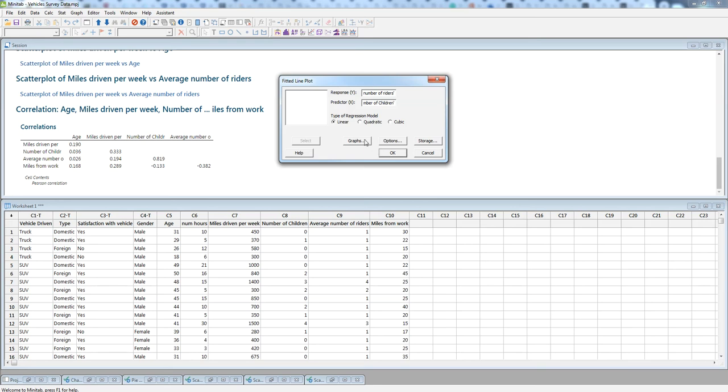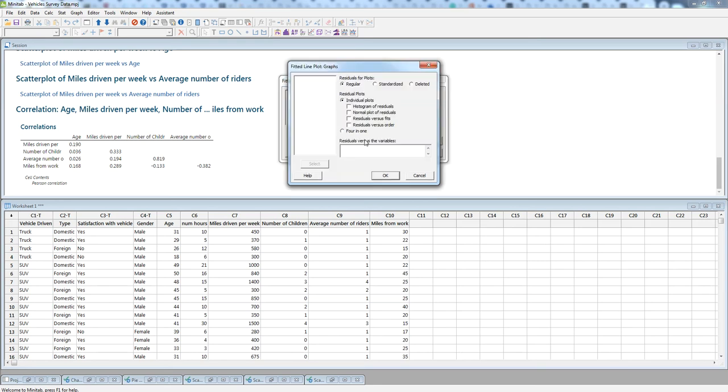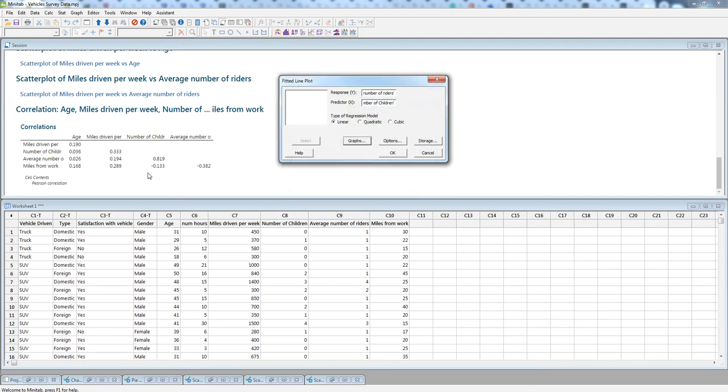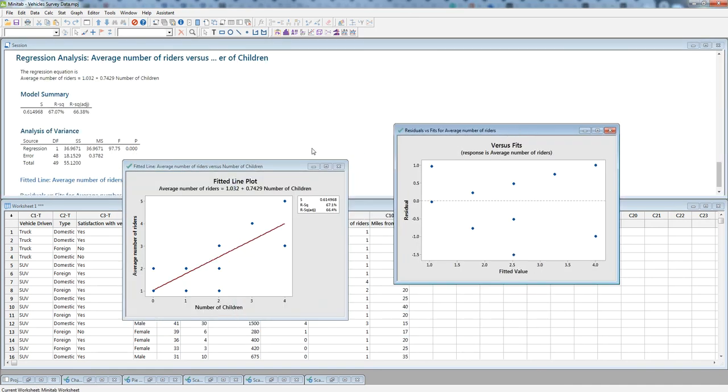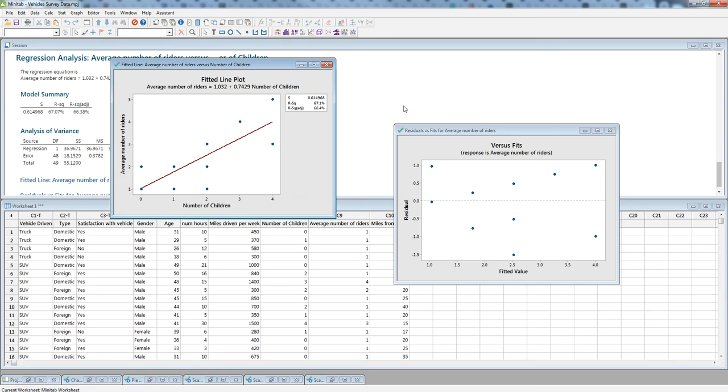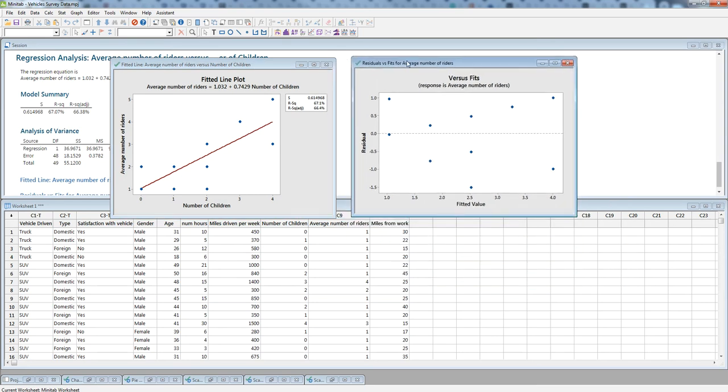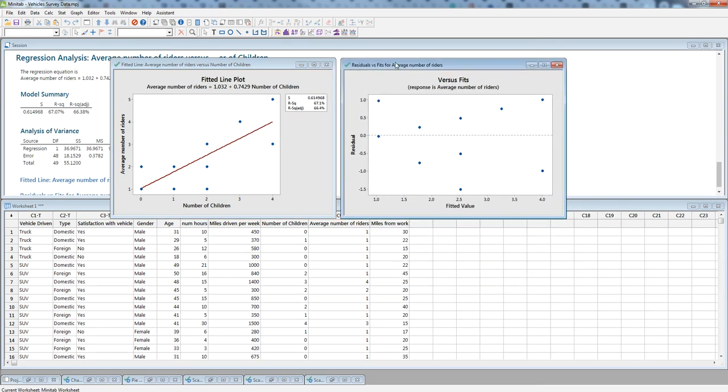Let me do some graphs here. Let's do a residual versus fit so we can see just how bad the residuals look for this, because I don't think it's going to be good. Even though this is a stronger correlation, I still don't think this is going to look very linear. Okay. Ooh, it's actually better looking than I thought it was going to be. Maybe I should have done this first. I probably shouldn't have done this in the first place because these are all counts.